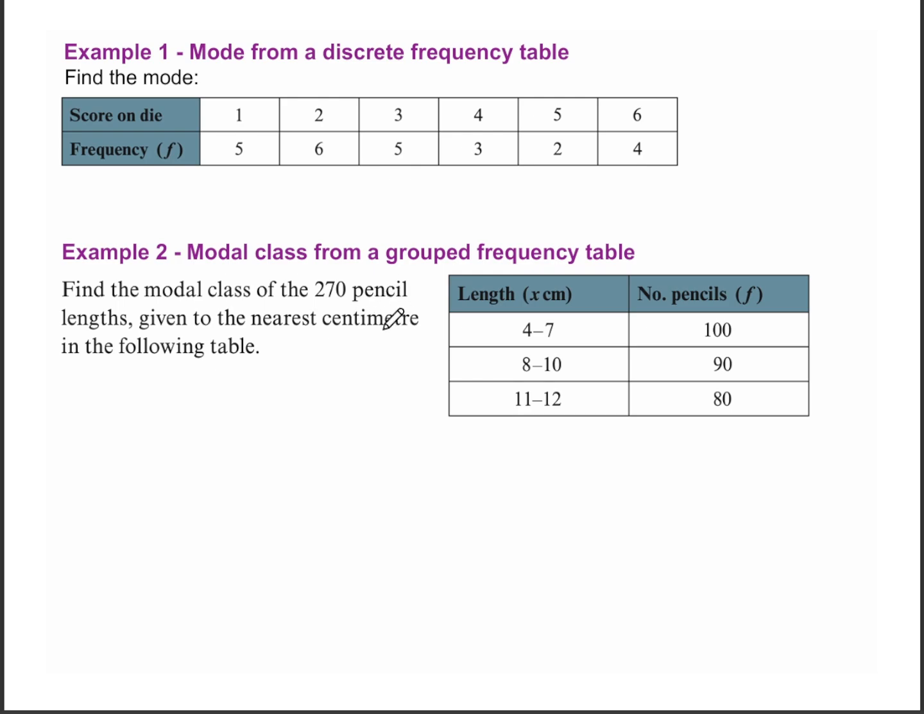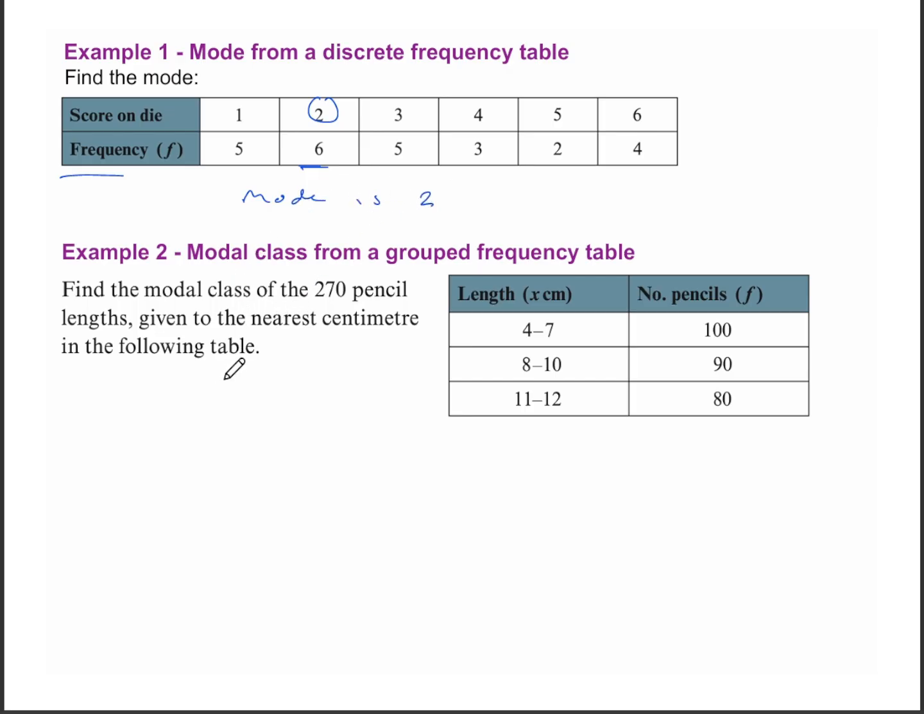Let's look at example 1, where we're told to find the mode in a discrete frequency table and the modal class from a grouped frequency table. When you're looking at a discrete table, the mode is quite simply the value that is repeated the most. That means what score has happened the most amount of times, which means what score has the highest frequency. And we see that the highest frequency is 6 at the score of 2. Therefore, the mode here is 2.